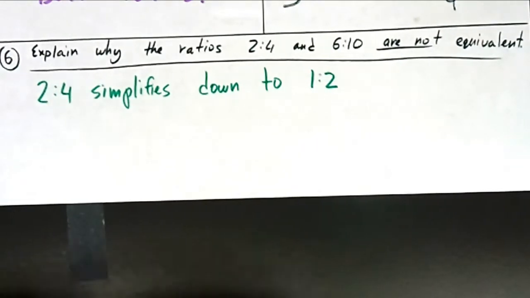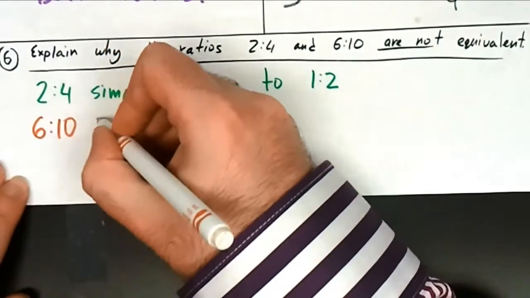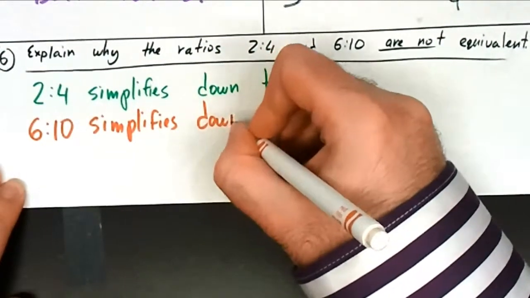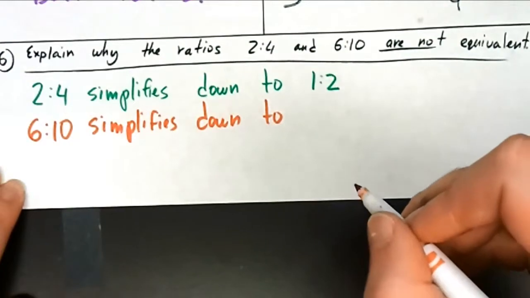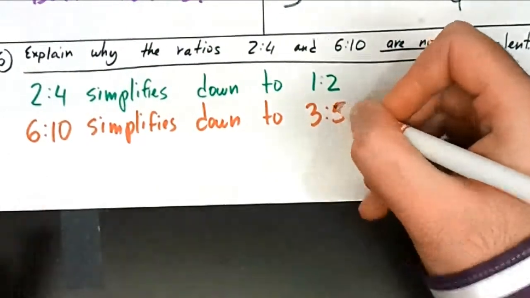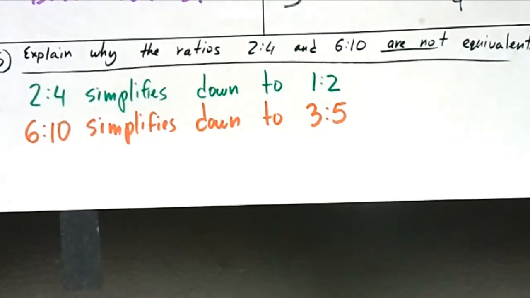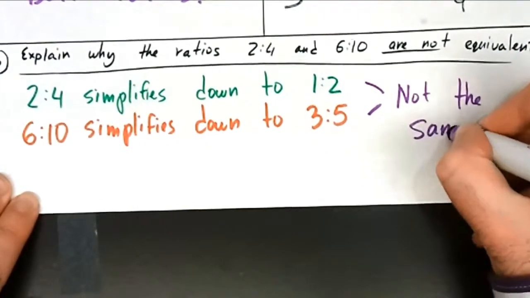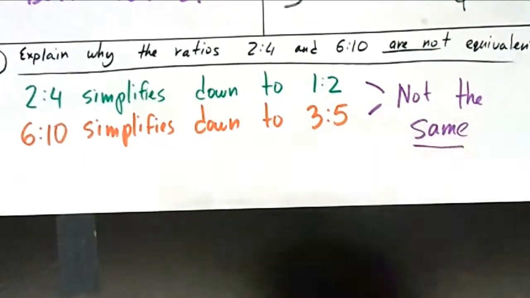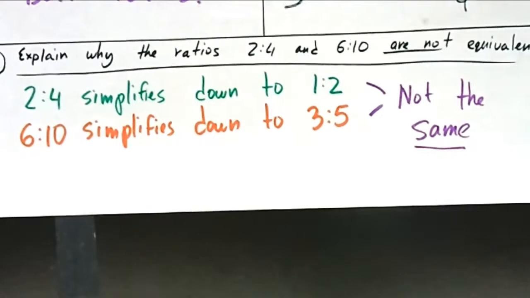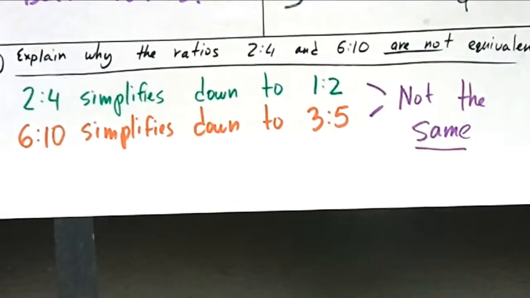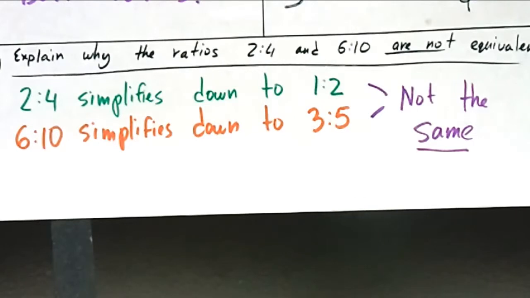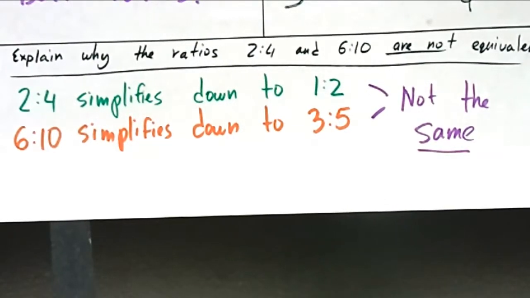And 6/10 simplifies down to 3/5. Not the same. Very brief explanation. I could have definitely done more here, but I'm just showing you how basic of an explanation you can provide, and I'll accept it. So you could have definitely written more here. You could have written full sentences, but that's the minimum that I'll accept. Questions on number 6?